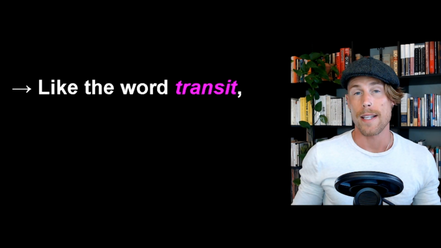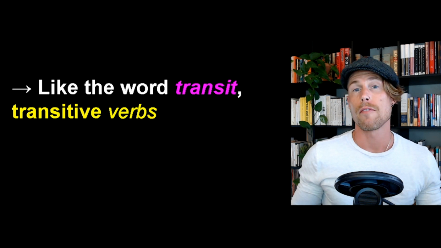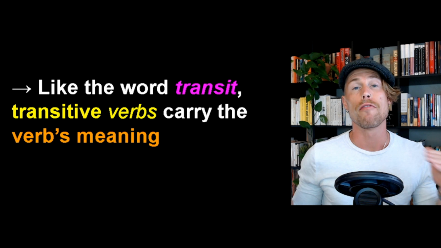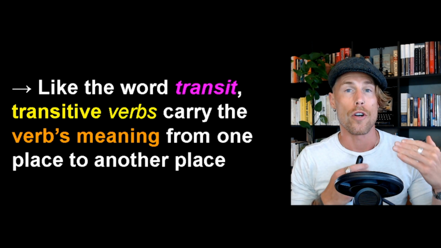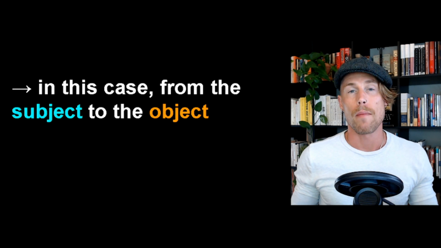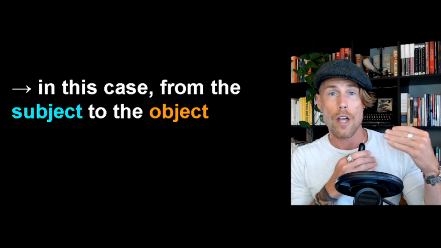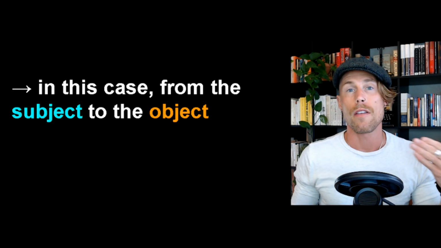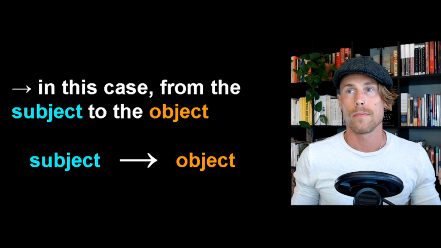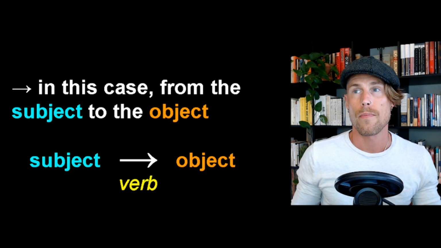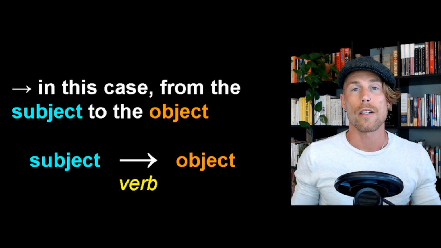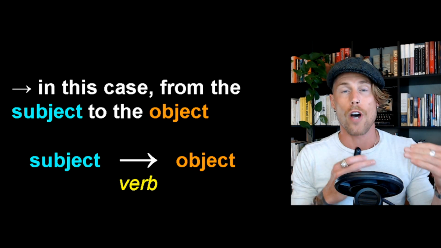Like the word transit, transitive verbs carry the verb's meaning from one place to another place. In this case, from the subject to the object in the sentence. So have a look at my little diagram: subject, object, and the verb goes from the subject to the object.